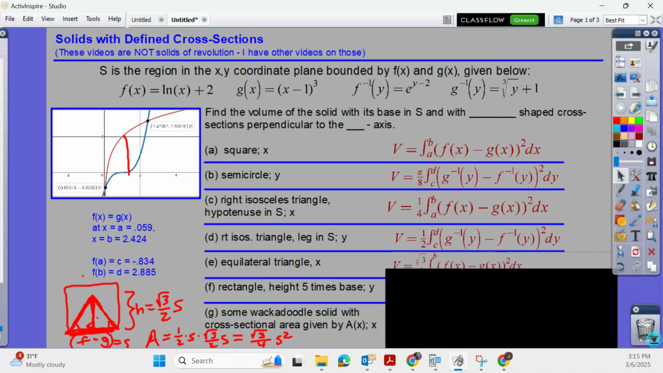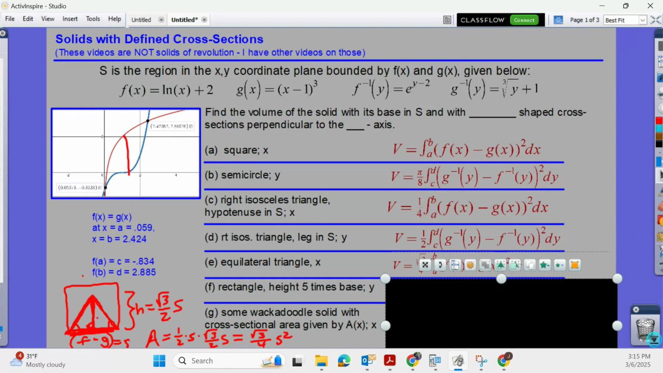Here's what it looks like in our integral. Get the fraction bar to show up there. Okay, and since it's going vertically, these cross sections, it is a to b for the limits, it is dx. It is f of x minus g of x.